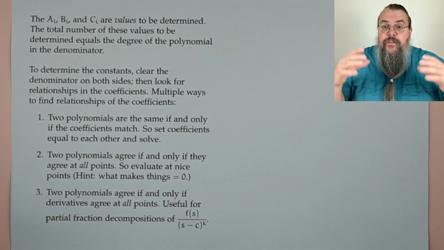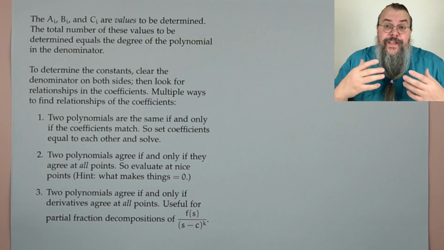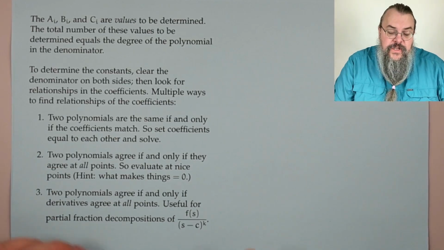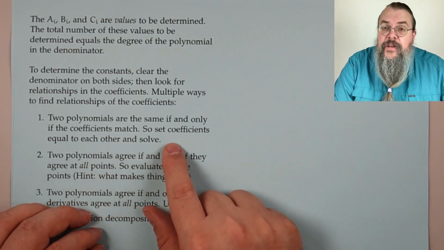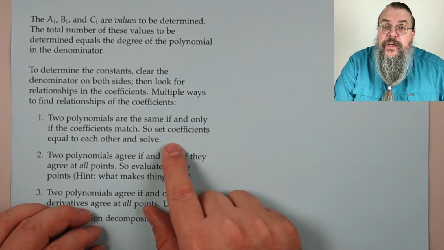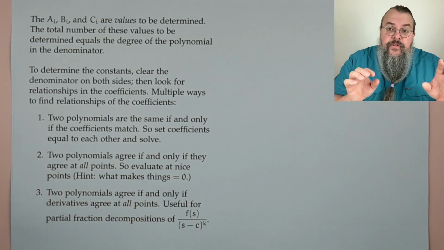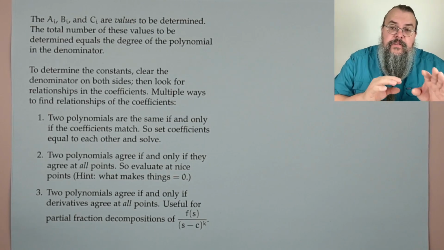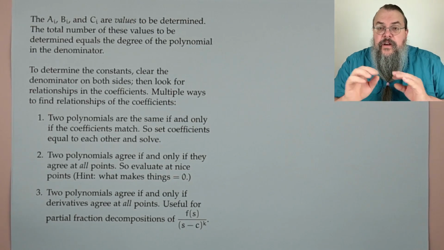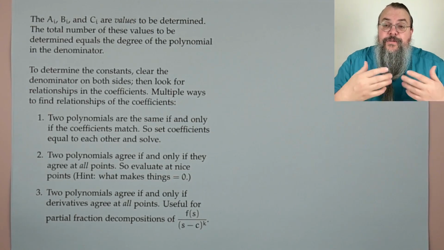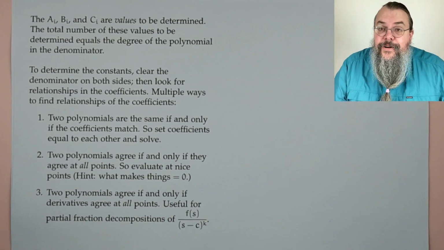Another thing you can do is you can say, well, look, two polynomials are the same if and only if their coefficients match. So what you can do is you can expand and you group coefficients and say, okay, compare, s squared on this to s squared on that, s on here, s there, constant, constant, and you get a system of equations and unknowns, and then you can solve.